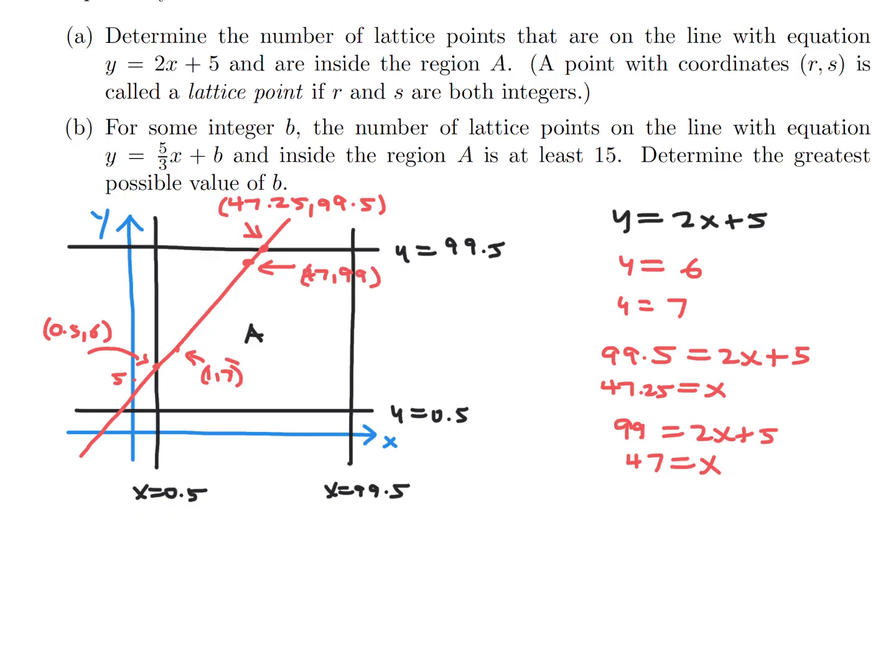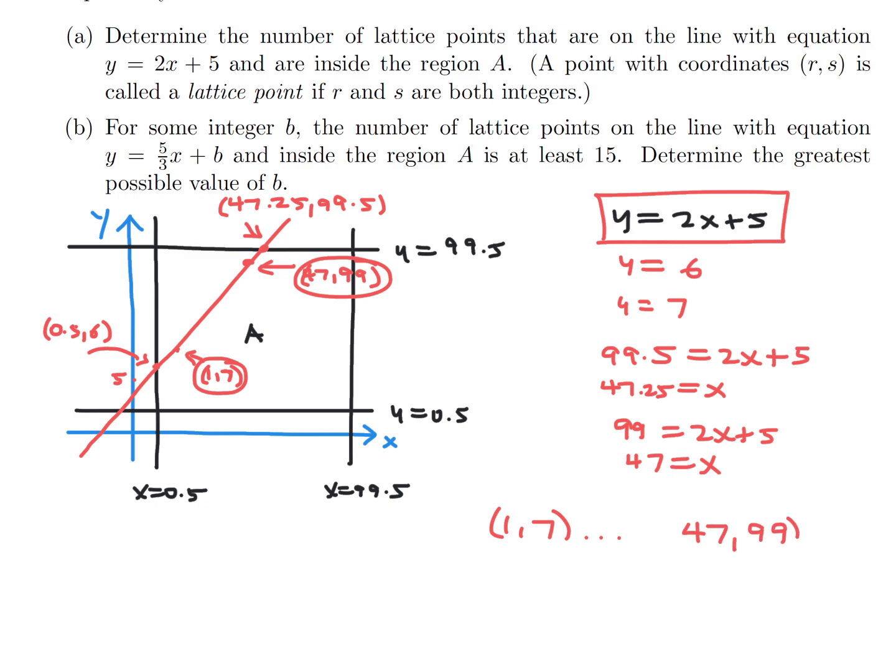So all lattice points would be from 1, 7 to 47, 99. As long as x is an integer, we'll get an integer for y. So if you put x equals 1, x equals 2, all the way until x equals 47, this looks to me like 47 points. And all of them, of course, will be inside the region A. So that's pretty much the solution there.